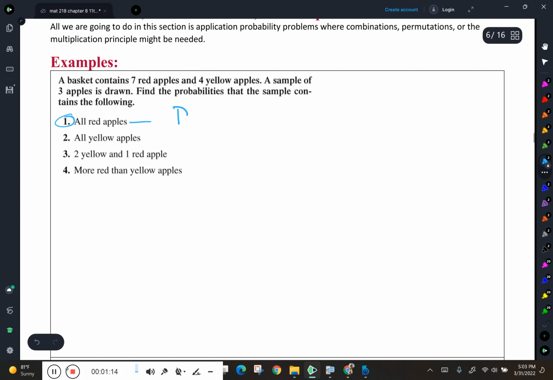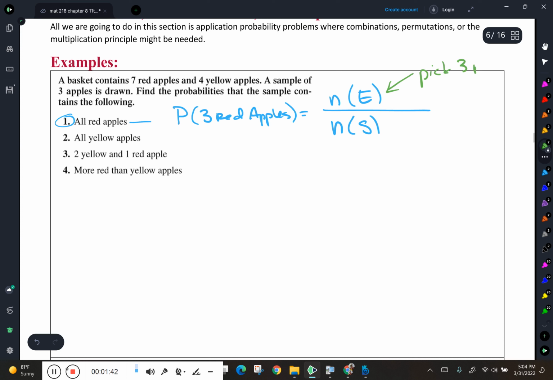So my job is to find the probability of 3 red apples. I know it's going to be a fraction, and my numerator is going to contain the number of elements in the event that I care about. My denominator is going to contain the number of elements in the sample space. In this case, my numerator is going to be the number of ways to pick 3 red apples, and my denominator is going to be the number of ways to just pick 3 apples, where I don't care about the color.